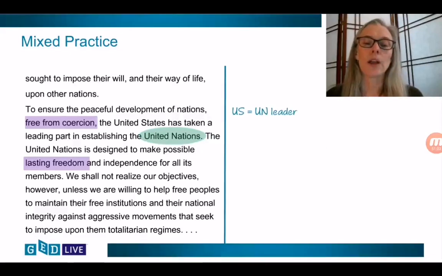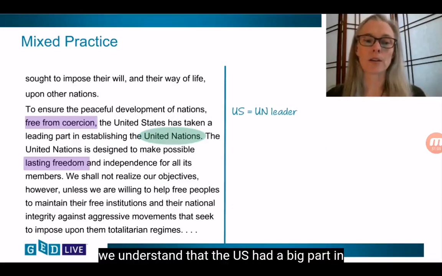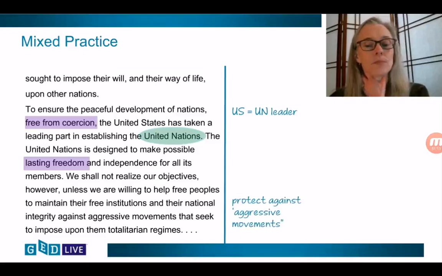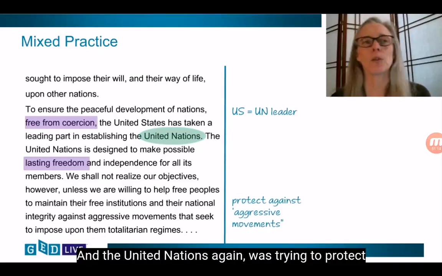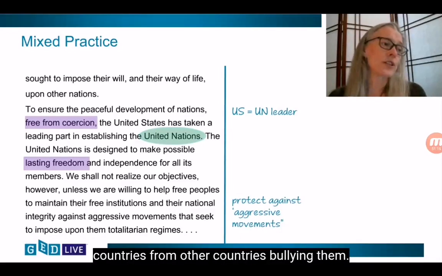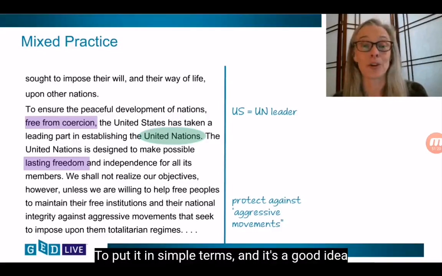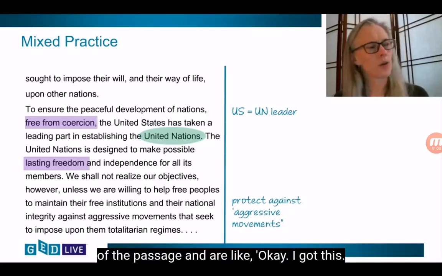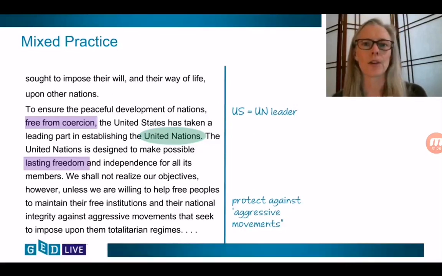So we understand that the U.S. had a big part in starting the United Nations, for lack of a better word, and that the United Nations, again, was trying to protect countries from other countries bullying them, right? To put it in simple terms. And it's a good idea to put it in simple terms, because then you take control of the passage and you're like, okay, I got this.